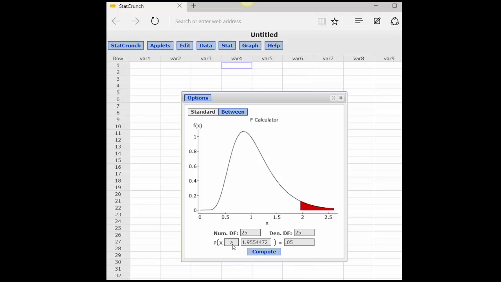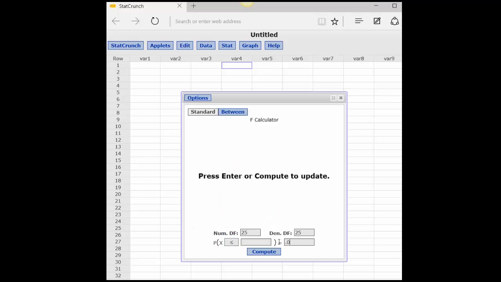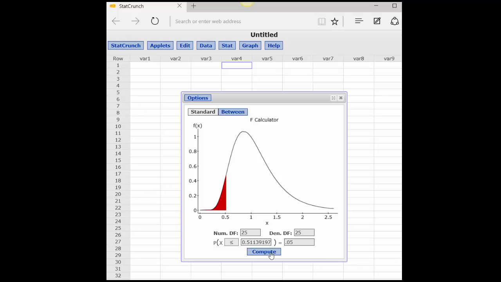If we want a left tail test, just like that, and for 95%, recompute, and we get a value of 0.511 for the left tail test. It's a positive 0.511. Anything smaller than that falls within the rejection zone and you reject the null. And that's it.